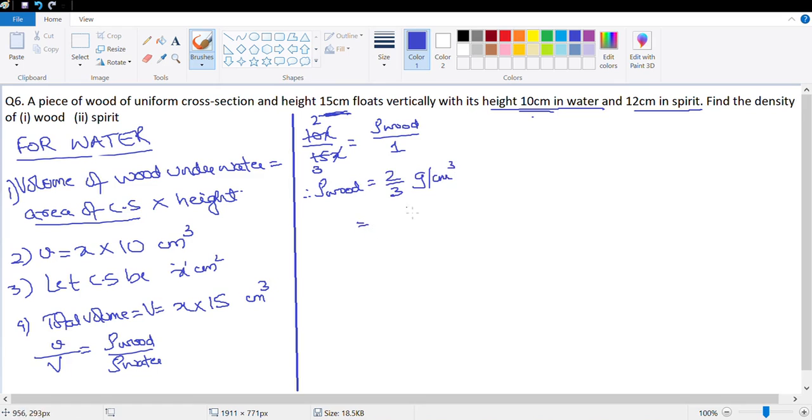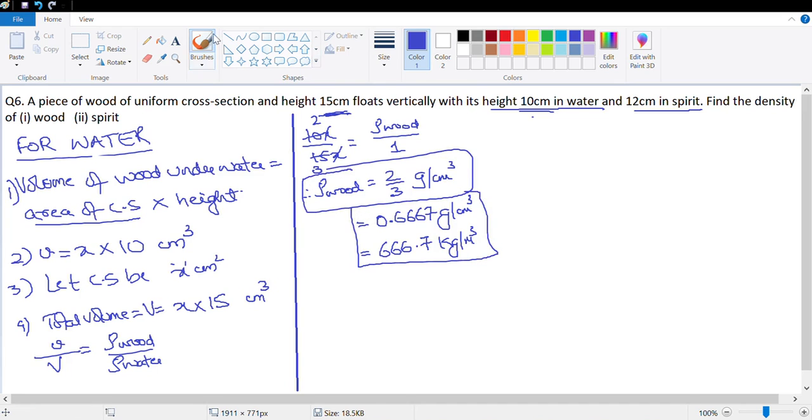You can write the answer in decimal. That is 0.6667 gram per centimeter cube, or you can write it in kilogram per meter cube. This time it will be 666.7 kg per meter cube, depending upon whichever unit you want to write or whichever unit has been asked in the question. Done. Let's look at the second part of the question. Second part of the question says find the density of spirit.